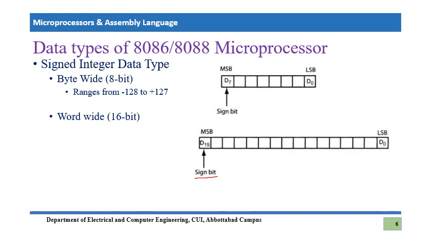So these 15 bits will be available for numbers. So 2 power 15, that means 32,000 something numbers will be available, and the range will be from -32,768 to +32,767. And the logic is quite similar to what we applied in the 8-bit information. I hope when we take an example, things will become clearer to you.